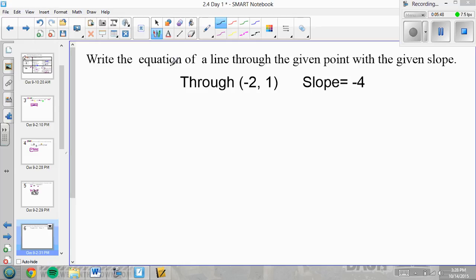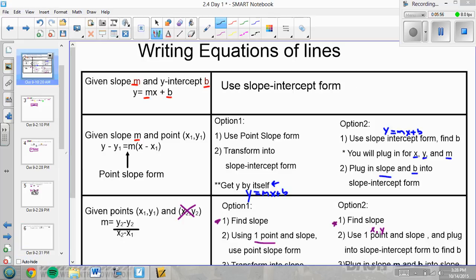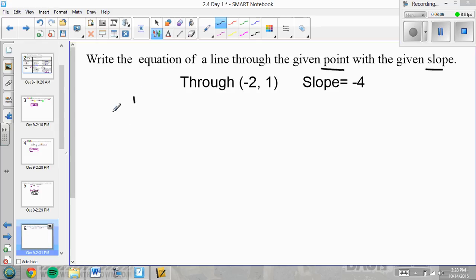Okay, so next we want to come up with our equation given a point and a slope. If we look back at the table, it tells us that when we're given a slope and a point, the first way we can use is point-slope form. So I'm going to write my equation for point-slope form for the first way: y minus y1 equals m times x minus x1.